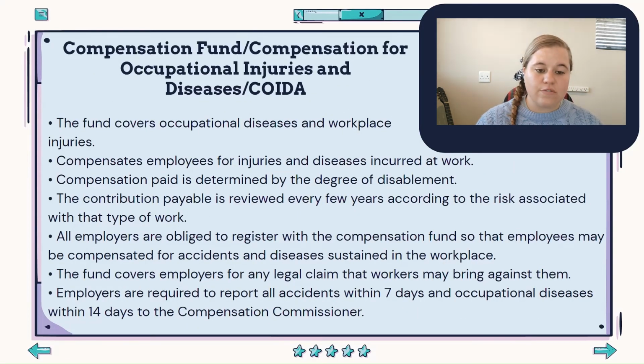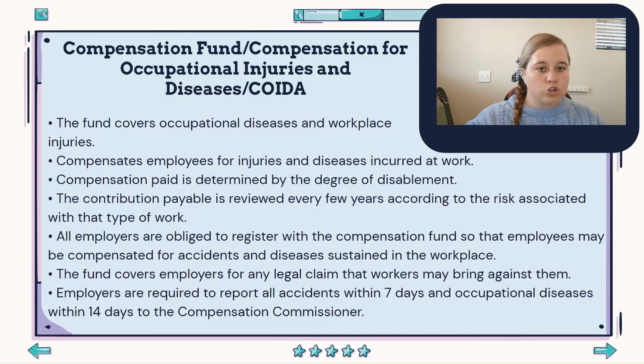The Compensation Fund, so COIDA. The fund covers occupational diseases and workplace injuries, and compensates employees for injuries and diseases incurred at work. Compensation is paid according to the degree of the disablement. The contribution payable is reviewed every few years according to the risk associated with that type of work.